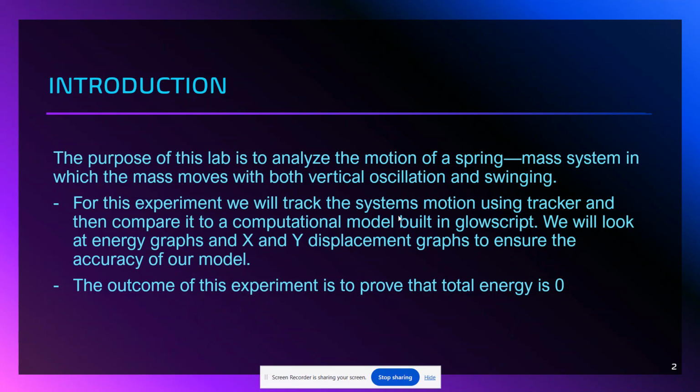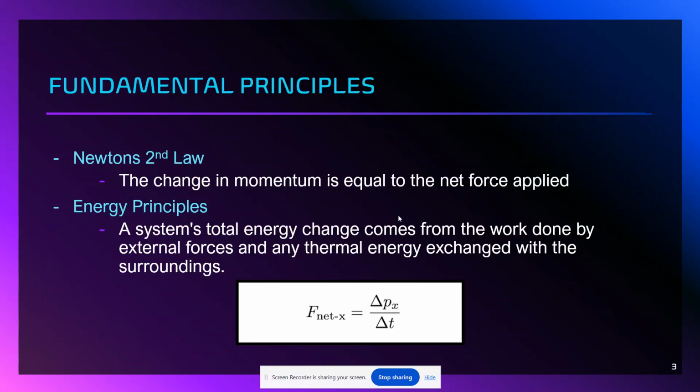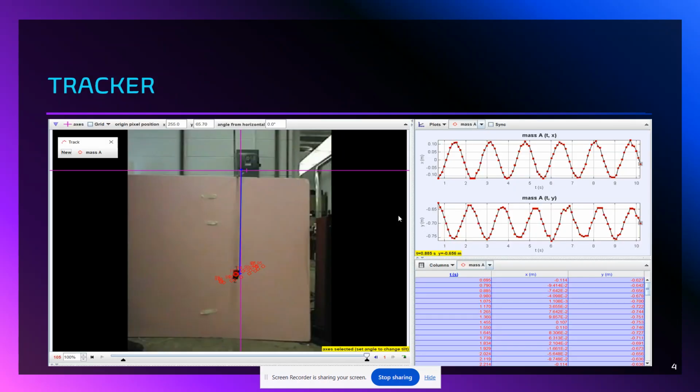The system is our moving spring system, and our surroundings are just the atmosphere. The fundamental principles that are explored in this experiment are Newton's second law, which states that the change in momentum is equal to the net force applied, or is at least proportional to the net force applied, and energy principles, as with a system's total energy change comes from the work done by external forces and any thermal energy exchange with the surroundings. Here is my Tracker data.